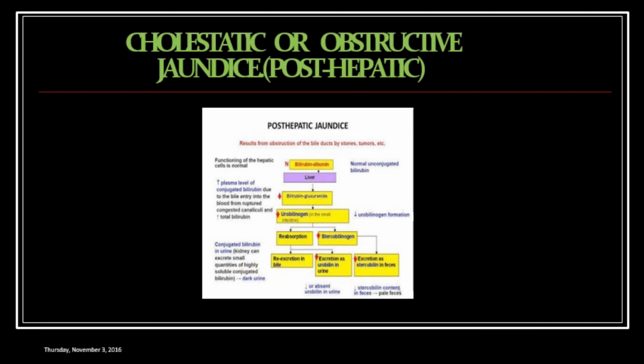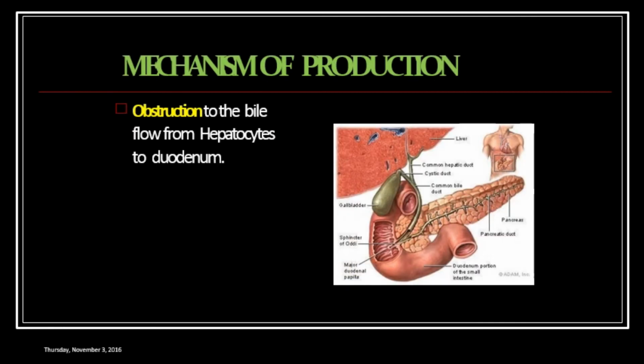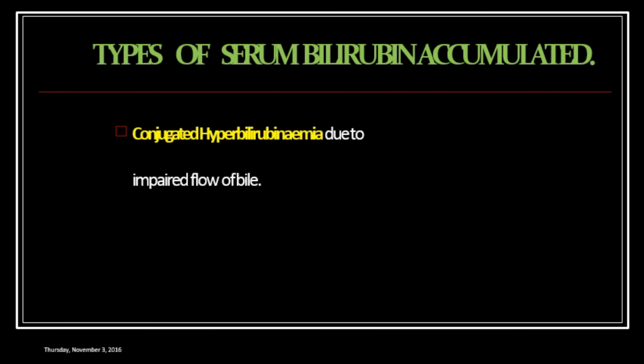The third one we have is the cholestatic or obstructive jaundice. Now this is mainly due to any obstruction in the bile duct, so bile cannot pass through. So in these cases, the liver has no problem. Liver is uptaking normal amount of unconjugated bilirubin. Liver is producing normal amount of conjugated bilirubin, but the conjugated bilirubin cannot pass because the bile duct is obstructed. And we only have conjugated hyperbilirubinemia, mainly due to impairment of flow of the bile.